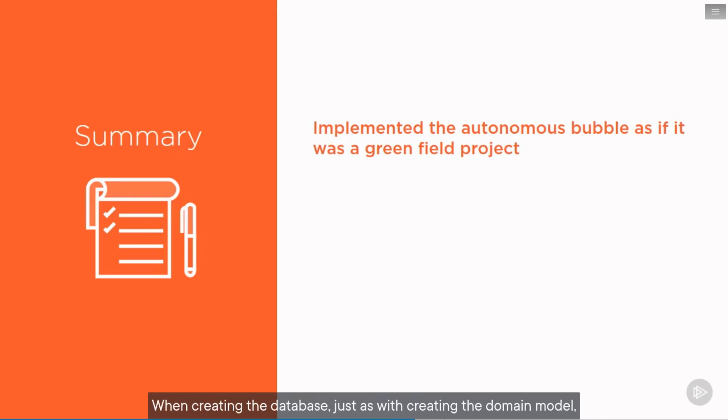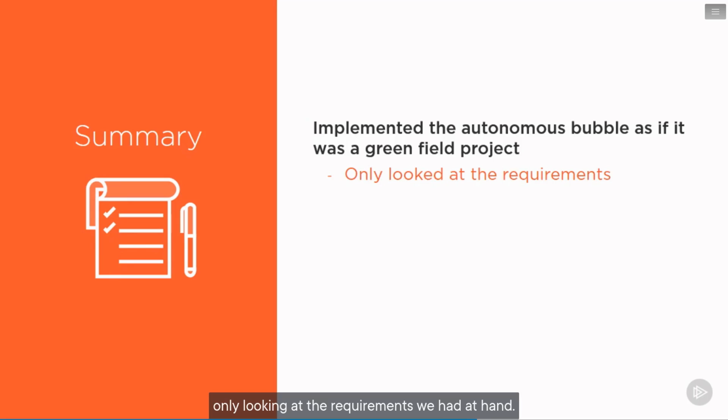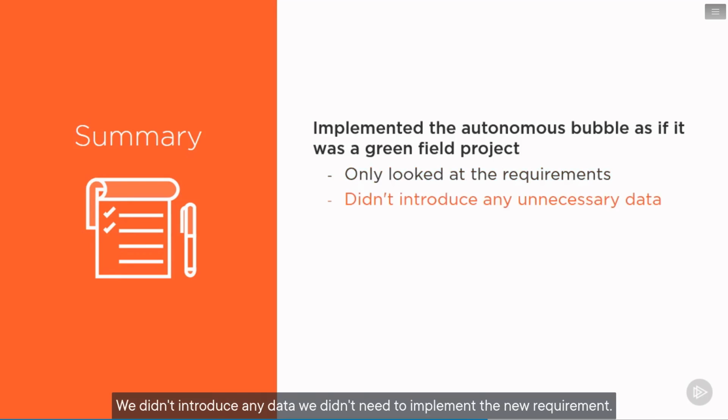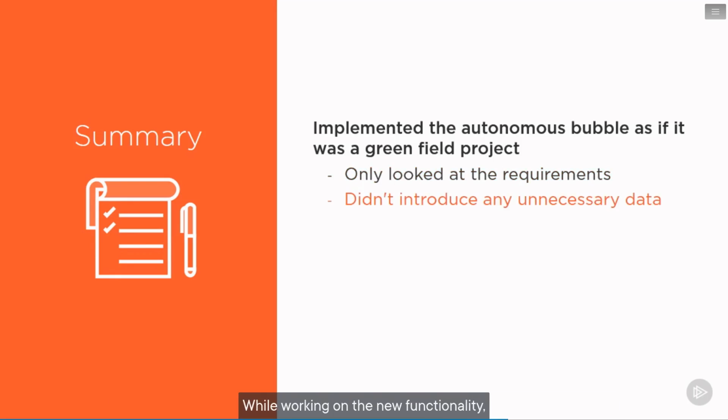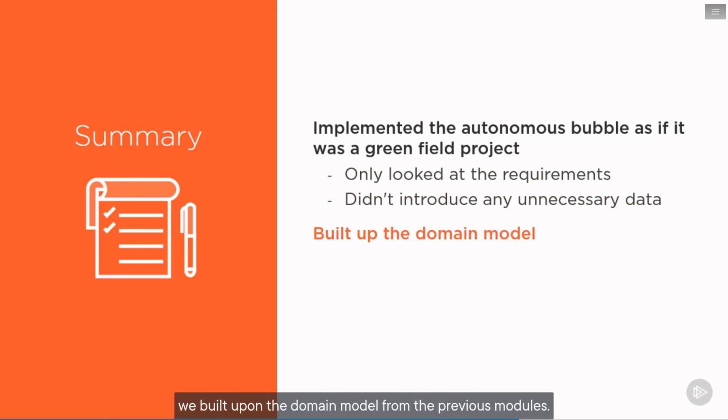When creating the database, just as with creating the domain model, we didn't allow the legacy system to influence our design decisions. We implemented the system as if it was a greenfield project, only looking at the requirements we had at hand. We didn't introduce any data we didn't need to implement the new requirement. While working on the new functionality, we built upon the domain model from the previous modules. We modified it several times until we came up with a satisfactory solution.